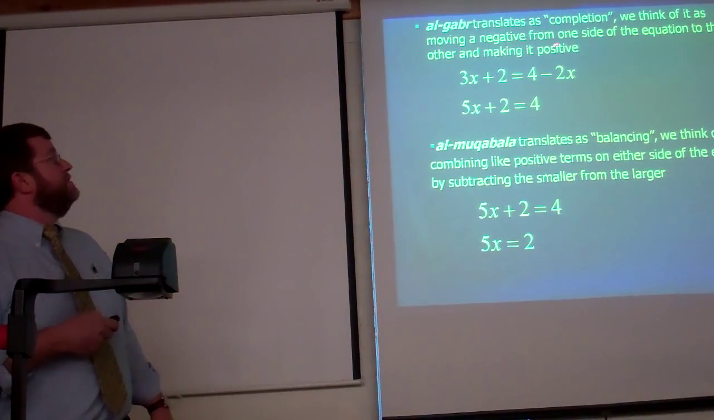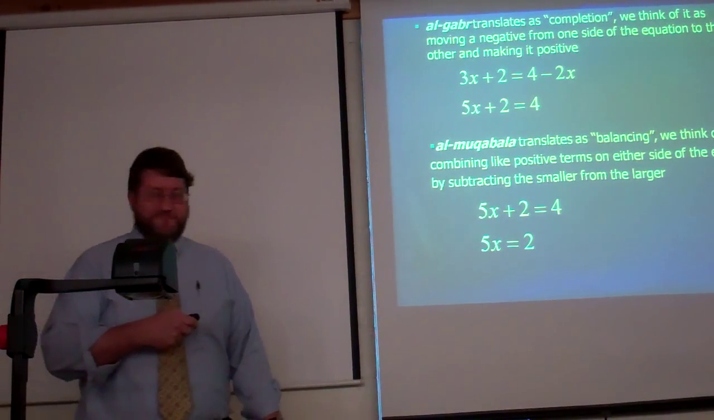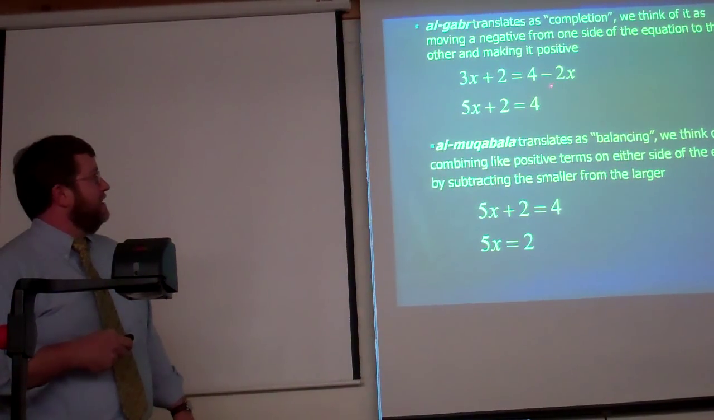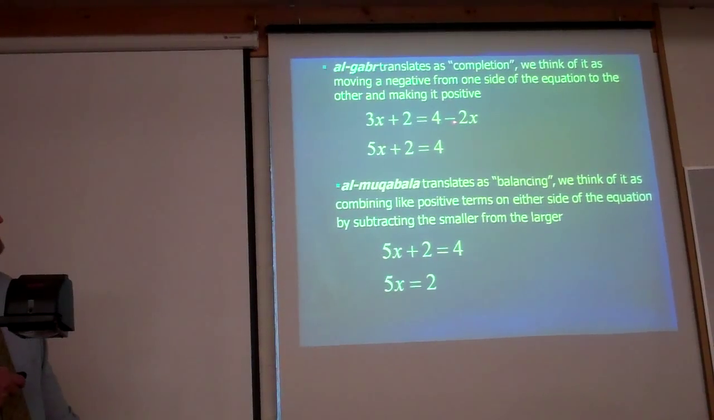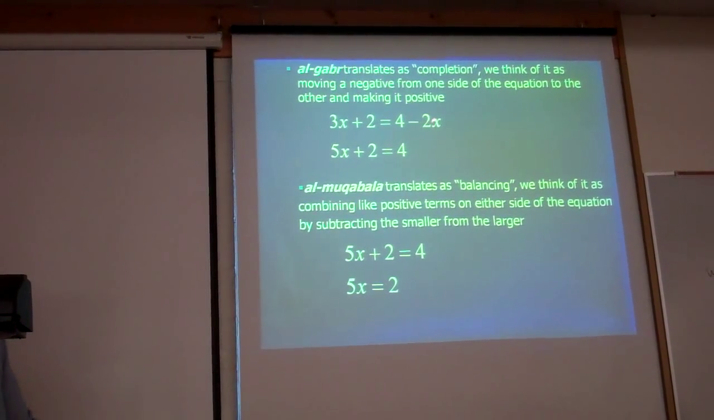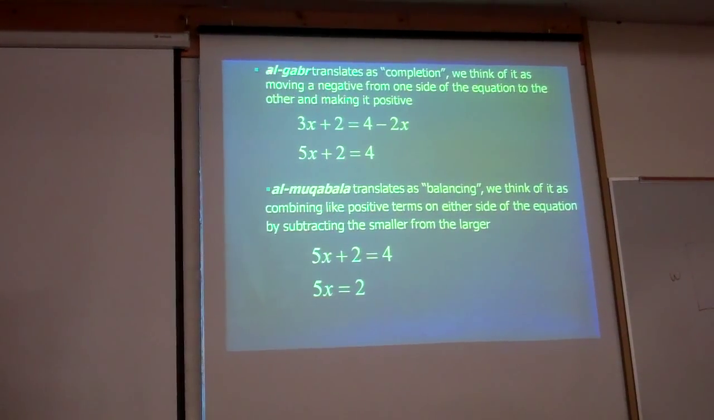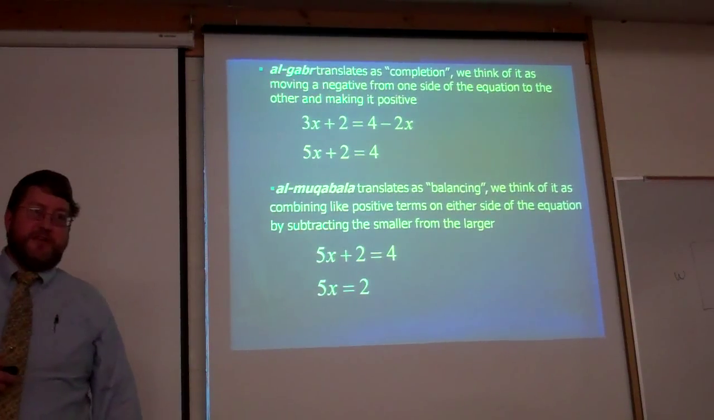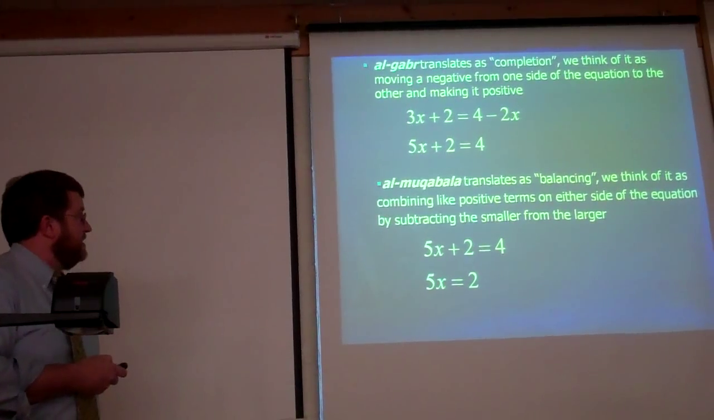We think of it as moving a negative from one side of the equation to the other and making it positive. So here, again, you might recall from your algebra days, you could take this minus 2x. They did have subtraction. They didn't really think of negative numbers. But you could bring it over here, and you would add it as 2x and get 5x. So that's what algebra meant to them. Move the negative from one side and make it positive. To us, it's the name of the whole subject.